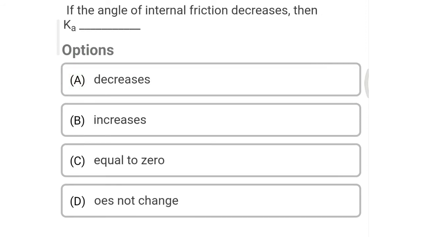So next question, if the angle of internal friction decreases then Ka equal to option A decreases, option B increases, option C equal to 0, option D does not change. So the correct answer is option B increases.